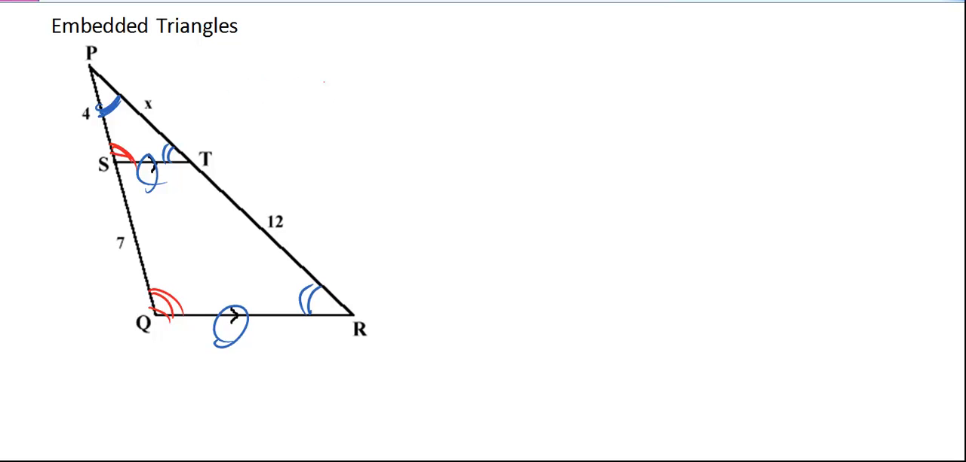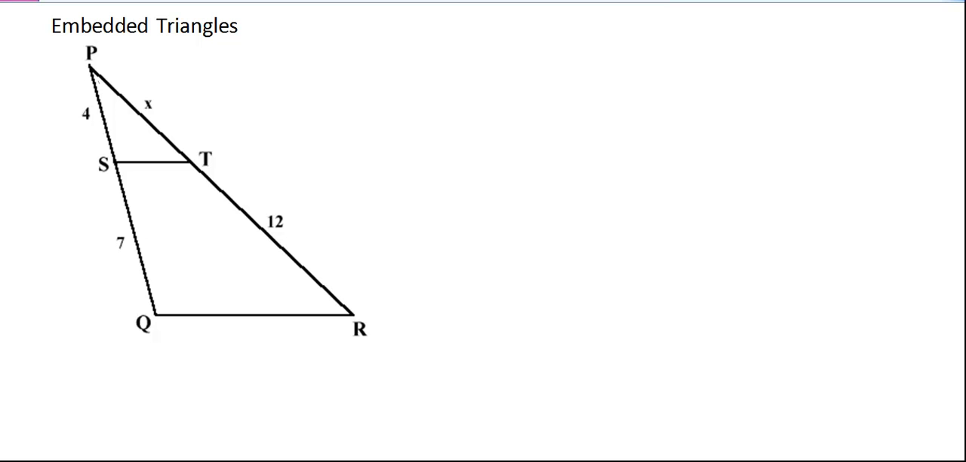And when I say the two triangles, we have to see that I have this triangle PST, but I also have this large triangle outside of it, PQR. And these two triangles have to be similar. This is why I say embedded, because this green one is embedded inside this red one. Let me clean that up.